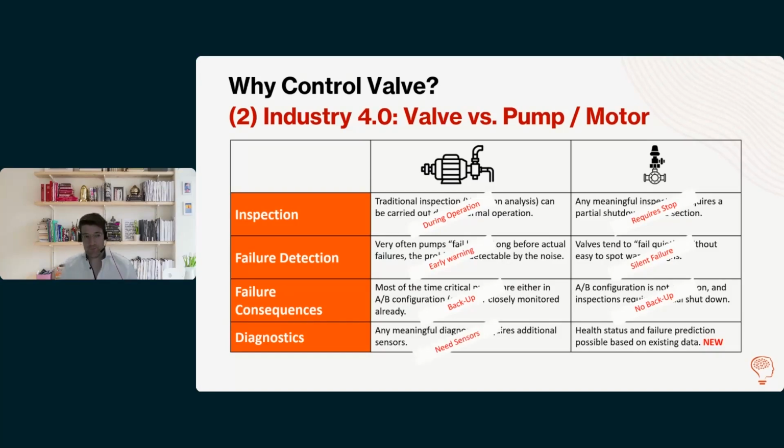Another interesting difference when it comes to Industry 4.0: any meaningful condition monitoring or predictive maintenance of pumps or motors requires additional sensors. You at least have to install a vibration sensor or install hardware to do motor current analysis. For control valves, as I just explained, we found out that the data used to run a control valve, so the set point and the actual position of a control valve or a control variable, give you all the information you need to do comprehensive diagnostics. And that's quite unique, that you already have all the data you need.